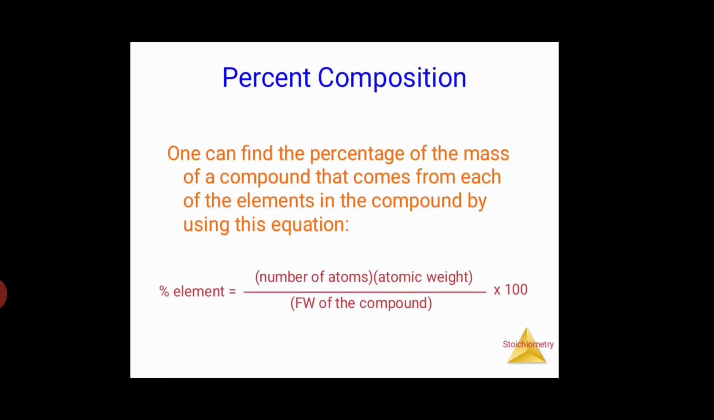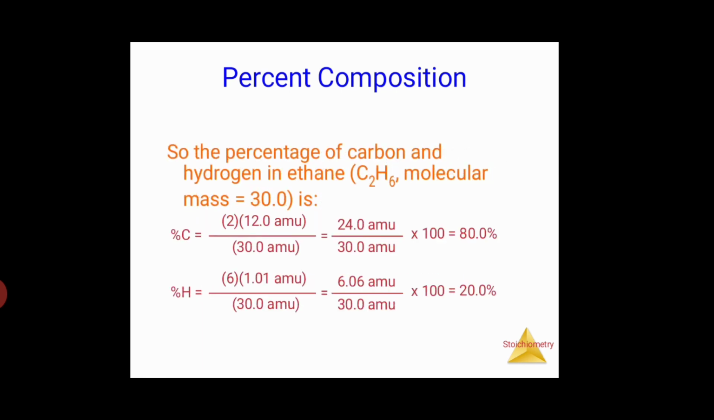We can also compute the percent composition, and one can find the mass of a compound that comes from each of the elements of the compound by using this equation. Percent element equals the number of atoms times atomic weight, divided by the formula weight of the compound, times 100. So you can compute percent composition by this equation.